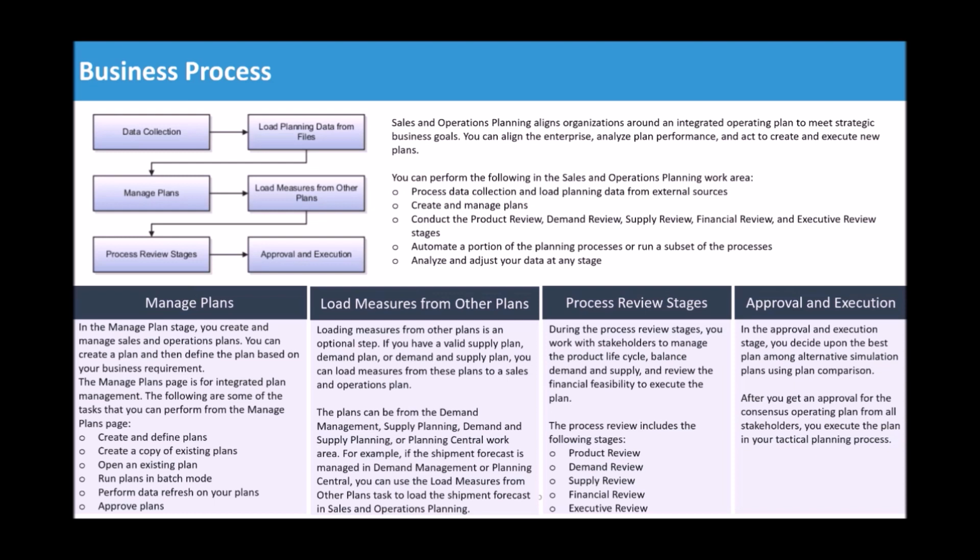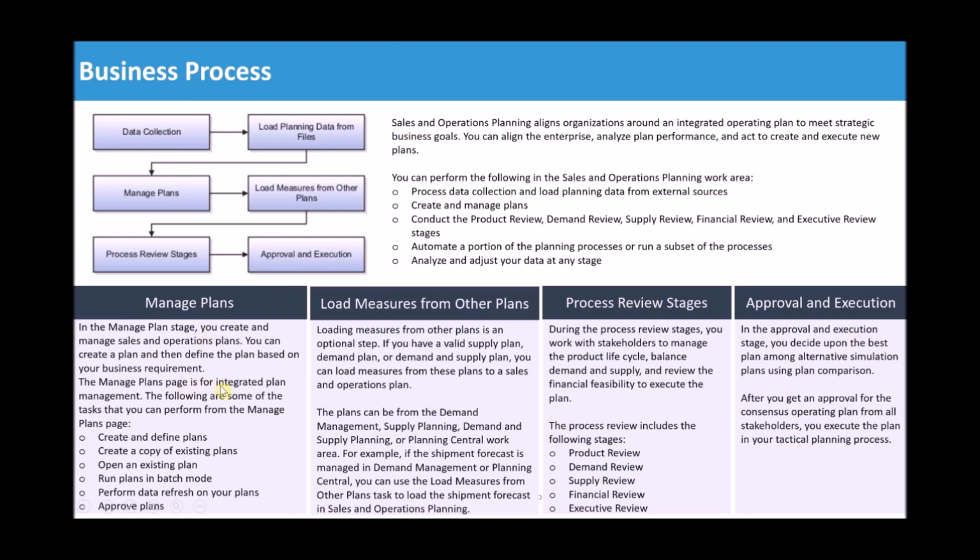And finally, when we get the approval from everyone, we do the last step, that is approve and execution. And here, if required, you can copy the measures from this sales and operation planning to a different planning. That would be your operation plan, that would be your demand and supply plan. So these are the four key activities.